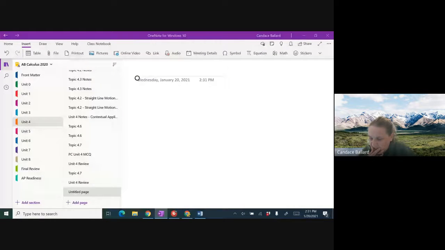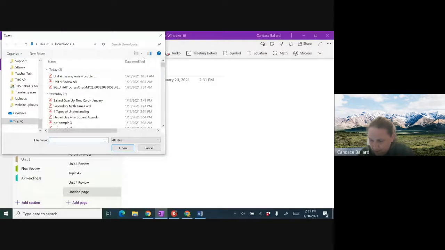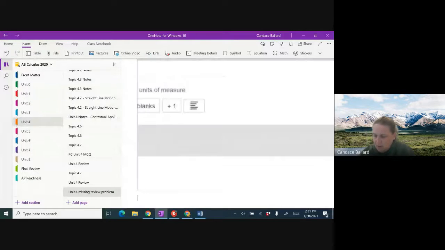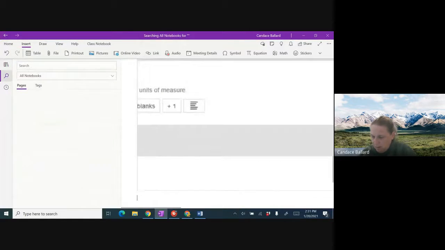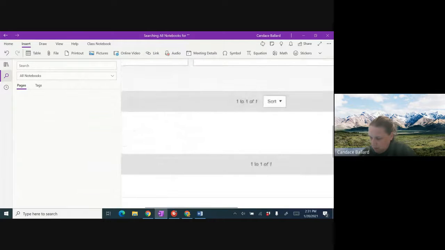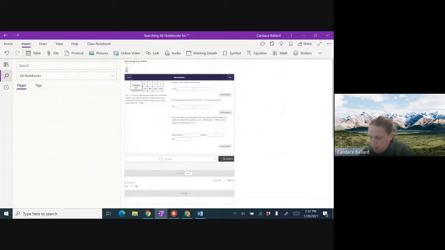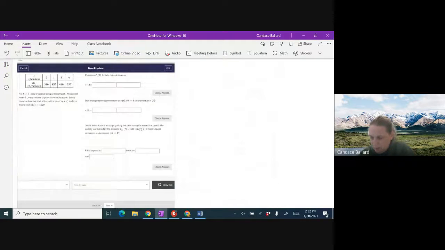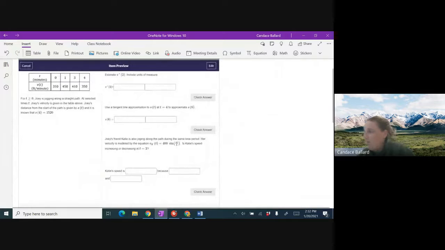Let me insert the printout. So I don't know if you saw it, it's in Google Classroom. This is the missing review problem, okay? And I remember I said big stars because I possibly already typed the question for the test, right? So you'll probably be seeing it.